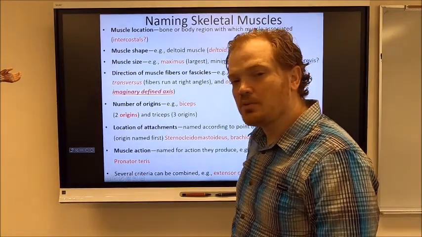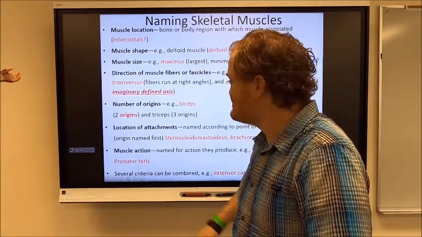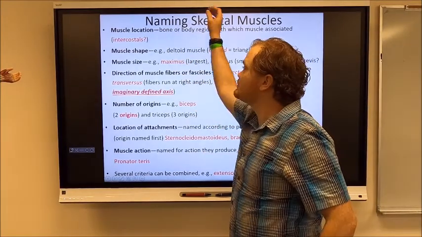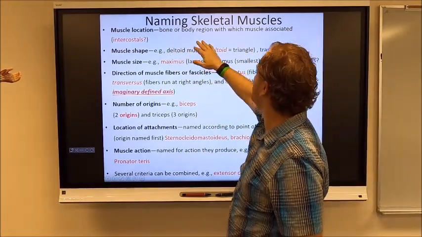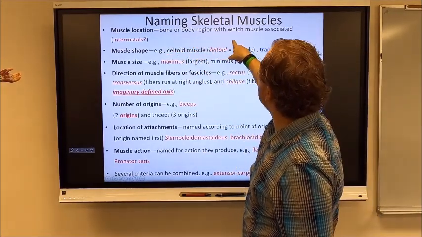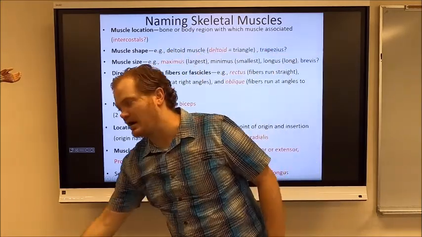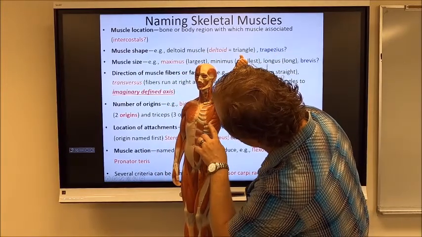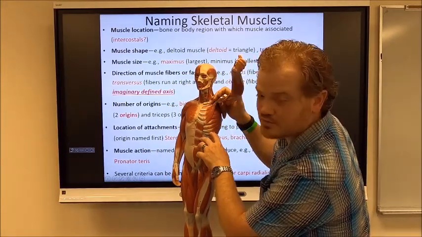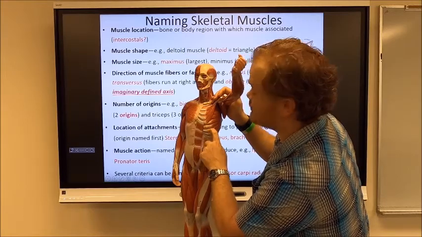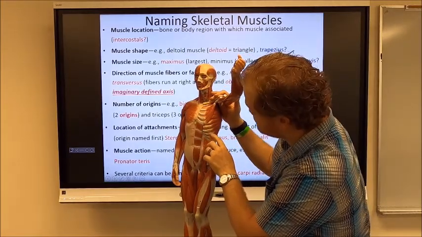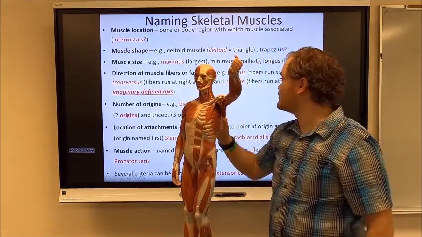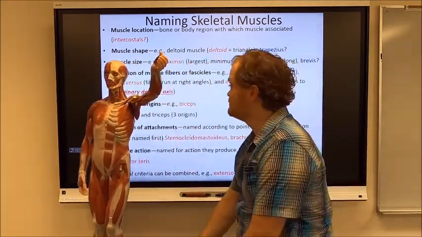Now, I feel like it's also important to talk about how we name muscles. It's a really good place to start. Muscle locations, we certainly name muscles based off of their location. Bone or body regions with which muscles are associated, like your intercostals are a good example of this. Intercostals would be between ribs. Intercostal, like costal cartilage of the ribs, right? Anything costal, think ribs. We have muscles between the ribs. These are intercostal muscles, right?